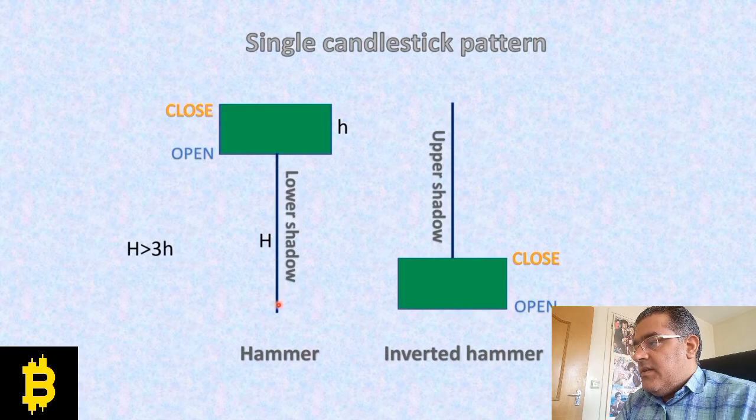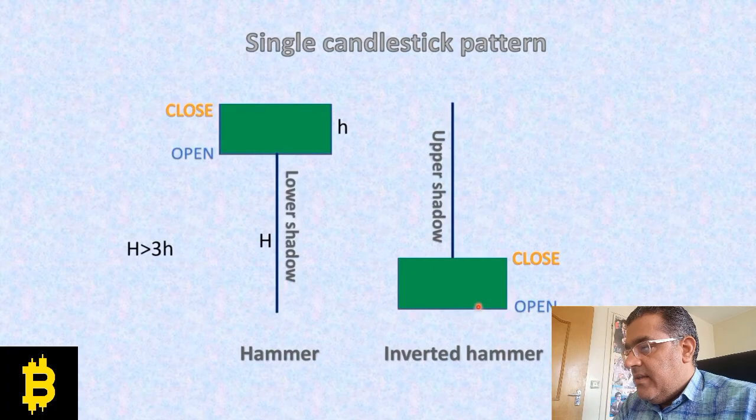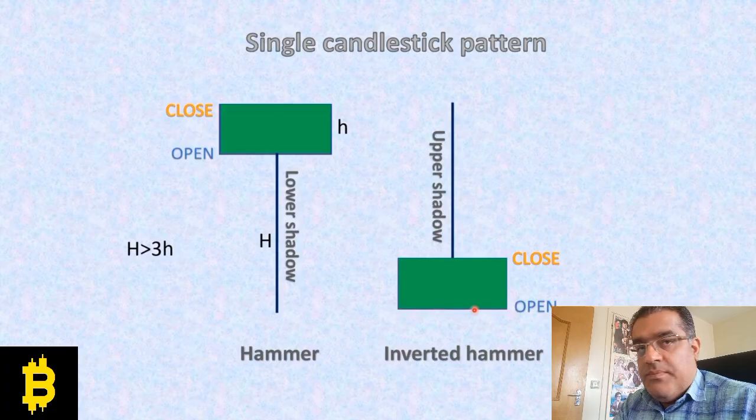It is charted as a small body with a long lower shadow, and a long upper shadow. The upper shadow and the lower shadow must be more than 3 times the size of the body.